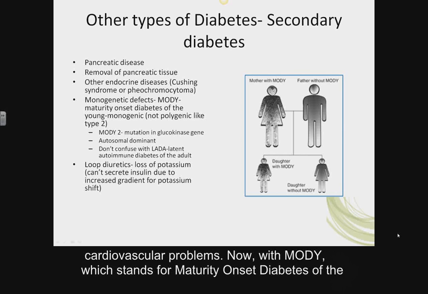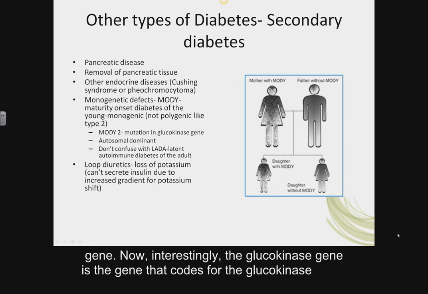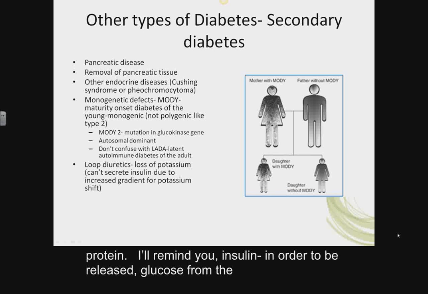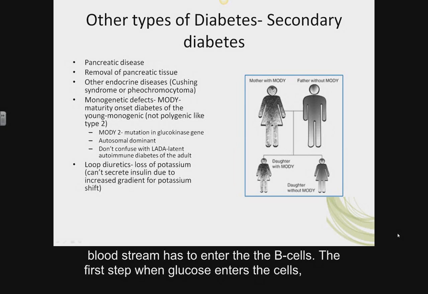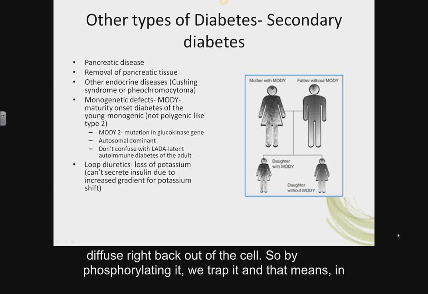Now with MODY, which stands for maturity onset diabetes of the young, it is an autosomal dominant mutation. It's a mutation in the glucokinase gene. Now interestingly, the glucokinase gene is the gene that codes for the glucokinase protein. I'll remind you, in order for insulin to be released, glucose from the bloodstream has to enter the beta cells first, right? The first step when glucose enters the cells is it has to be phosphorylated, and glucokinase, the enzyme, does this. Otherwise, glucose can diffuse right back out of the cell.